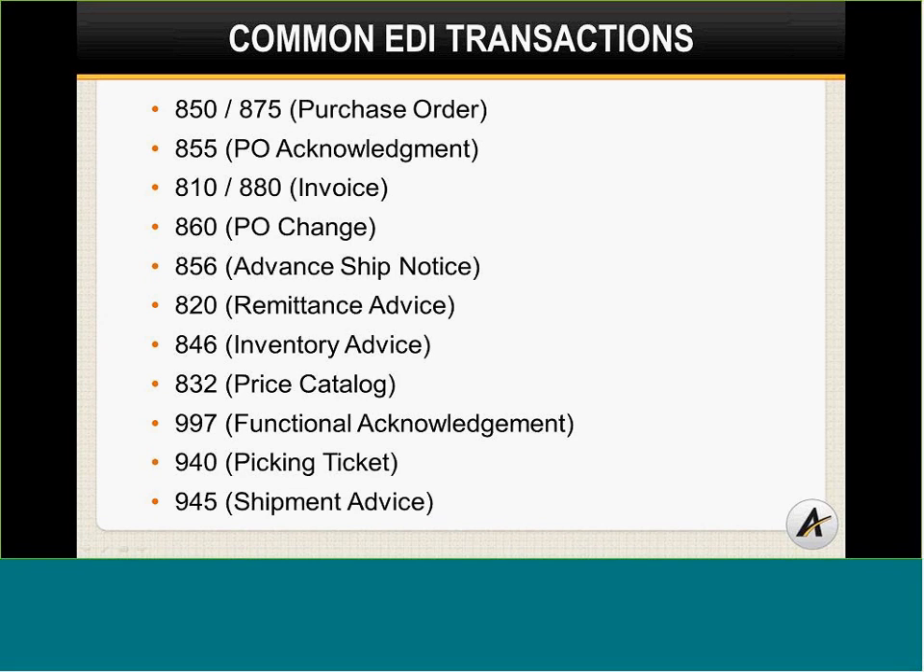Okay, so let me go on here. The 820 is the remittance advice. That's basically a decomposition of all the invoices that were paid when one of your customers pays you electronically, and it includes the deductions, chargebacks, that type of stuff that would have been applied to the invoice.